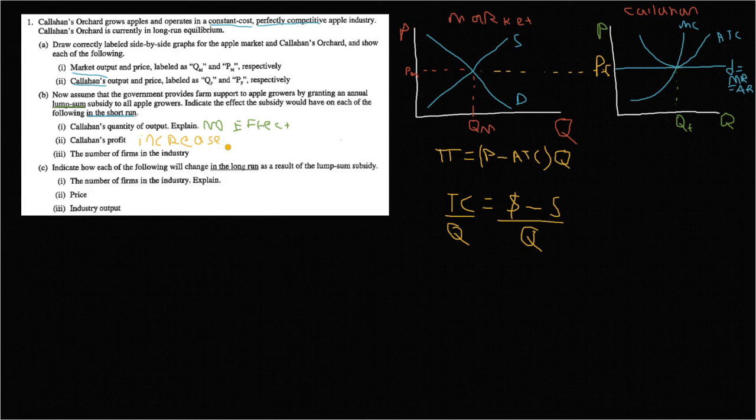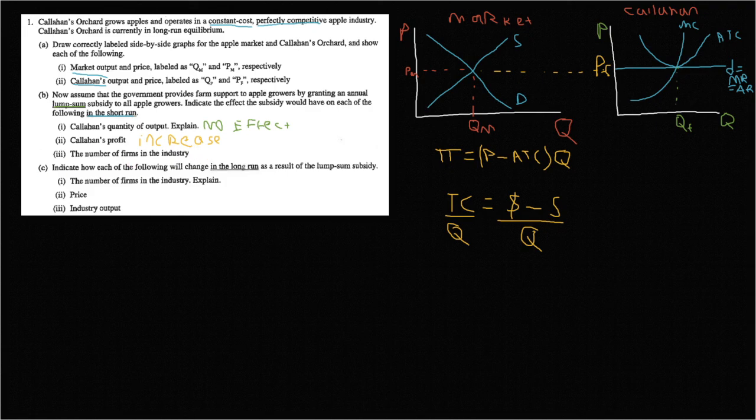Okay. The number of firms in the industry. This one also doesn't say explain, but this is where probably a handful of people would get tripped up. And I almost said this, but I looked back at the question and it said short run. In the short run, you cannot change the number of firms in an industry because the long run is defined as the length of time to create a new factory or to enter a market. In the short run you can shut down, but you can't necessarily enter or exit the market. So there's actually no change.